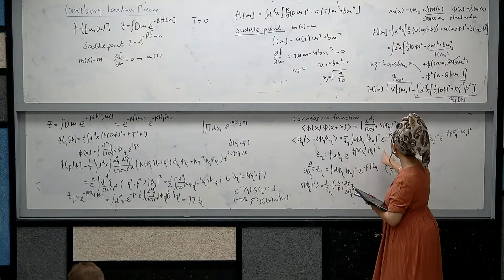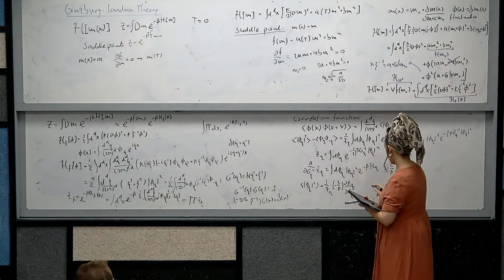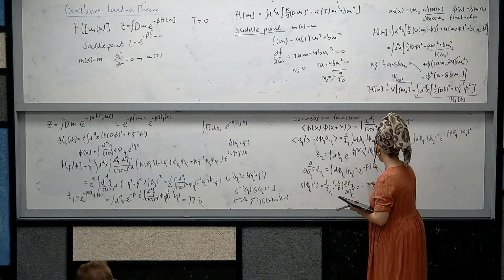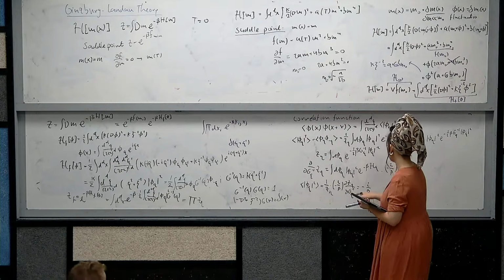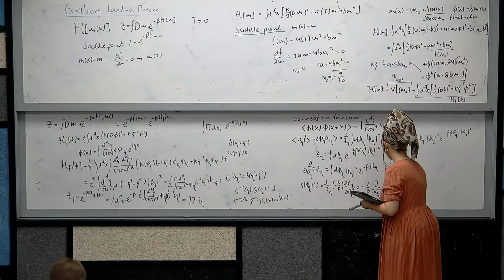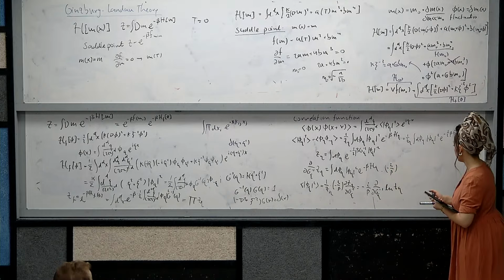So we are back here. Okay. So this is just minus 2 divided by beta, the derivative of ln zq. Okay.